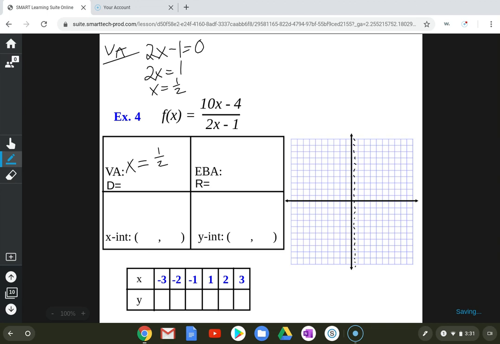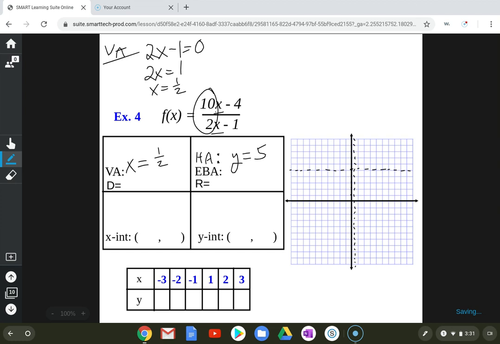All right. Let's see. Our end behavior asymptote, which is the same thing as a horizontal asymptote. Without telling you too much, I'll teach you about this tomorrow, our horizontal asymptote is at y equals 5. There's a reason for this, and it has to do with the fact that when you have the same degree, top and bottom, you just divide your leading coefficients. So 10 divided by 2 is 5. So we have a horizontal asymptote at 5. And there's our horizontal asymptote.